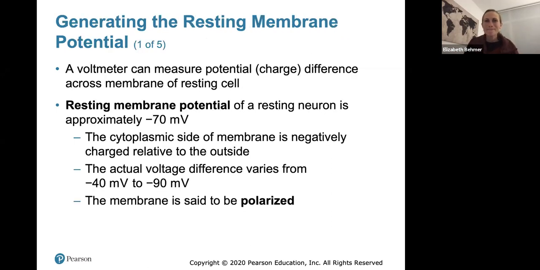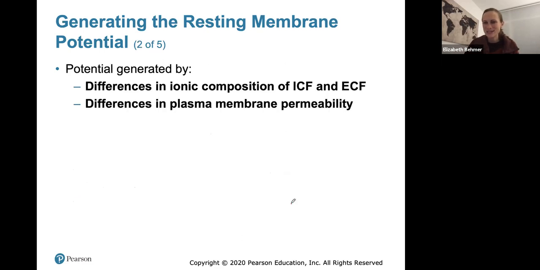You don't need to know this equation. So, resting membrane potential: when our nerves are at rest, a voltmeter can measure the potential, or the charge difference, across the membrane of a resting cell. The resting membrane potential of a resting neuron is about -70 millivolts. The cytoplasmic side of the membrane, inside the cell, is always more negative than the outside of the cell. That's why we call it -70, because it's referring to the charge inside of the membrane. The membrane is said to be polarized because it has this negative charge inside of it. So that's resting membrane potential.